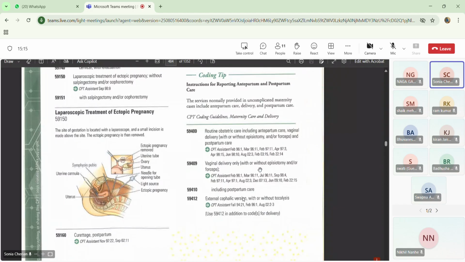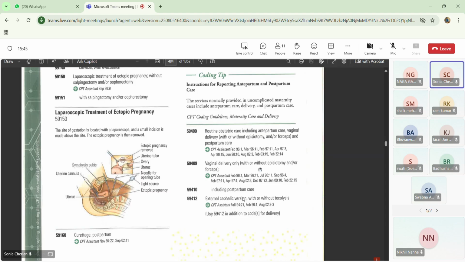Now, if the patient comes in only for vaginal delivery, just vaginal delivery, she might not have got any antepartum care or postpartum care with that surgeon or gynecologist, but she's only getting a vaginal delivery from that particular hospital. If that is the case, then your CPT should be 59409.